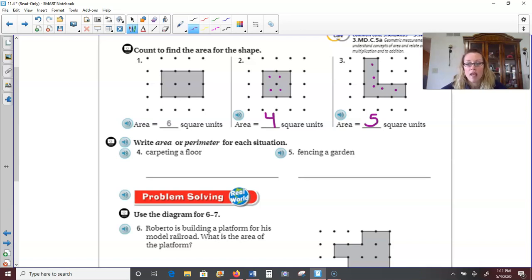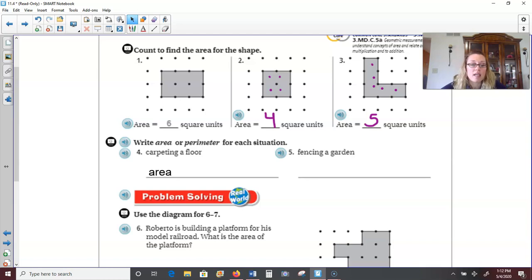All right. On number 4, we are carpeting a floor. Let's say Drew is building in Minecraft and he wants to add some carpet down into a nice new house he's building. Is he going to need to calculate the area of his floor or the perimeter of his floor? He's going to need to calculate the area in order to cover his floor with carpet.